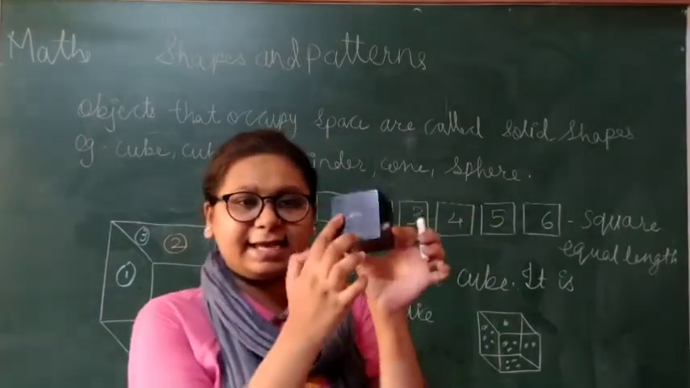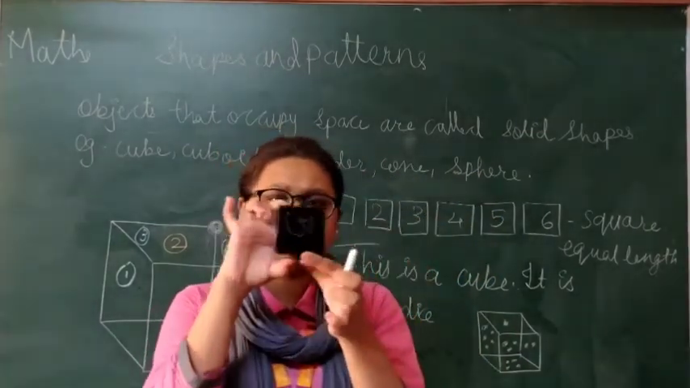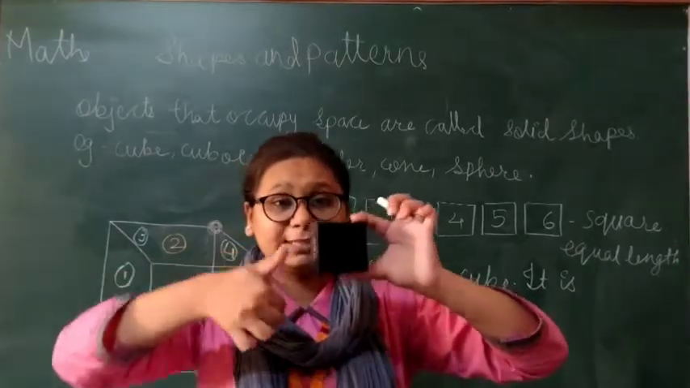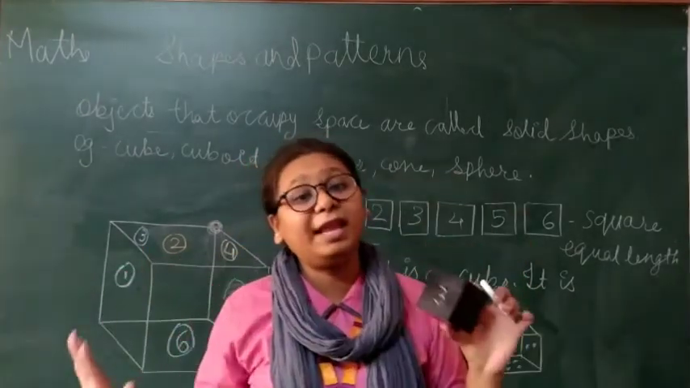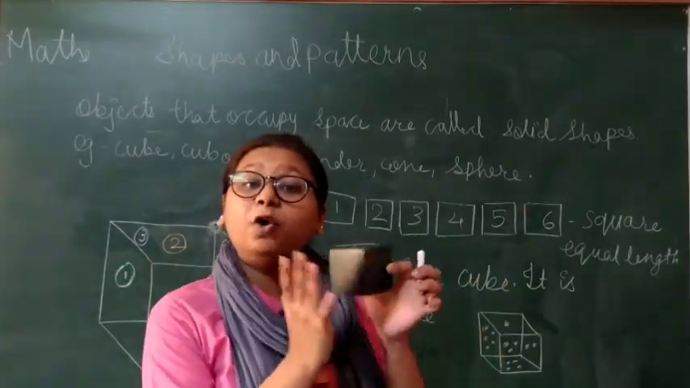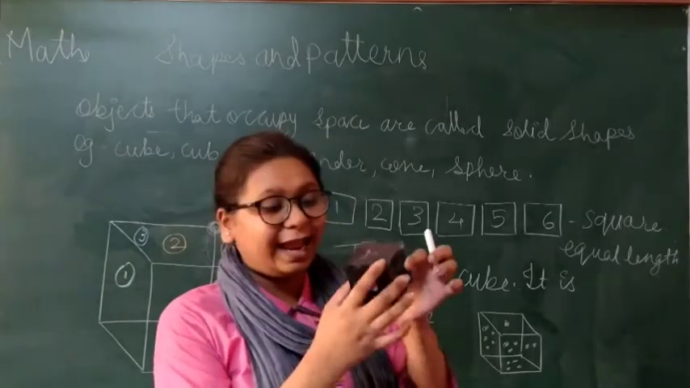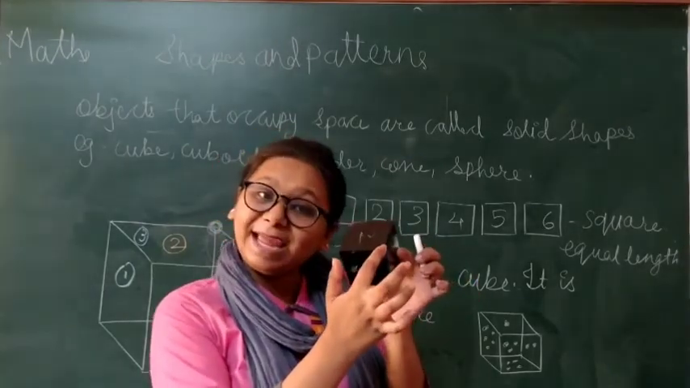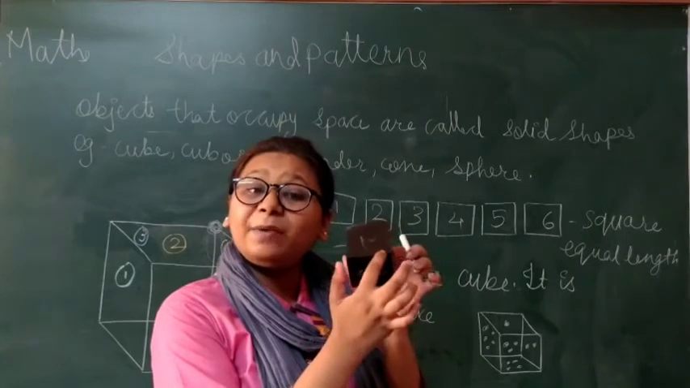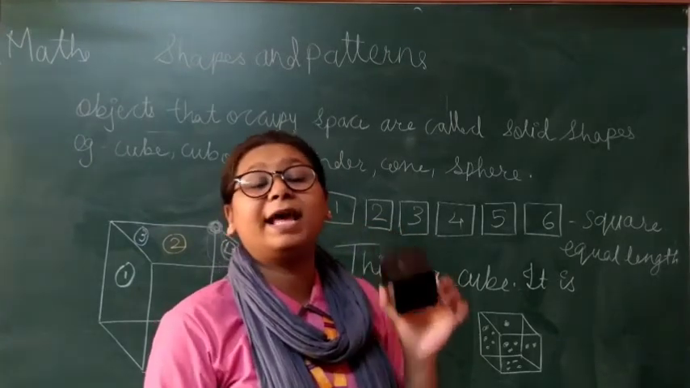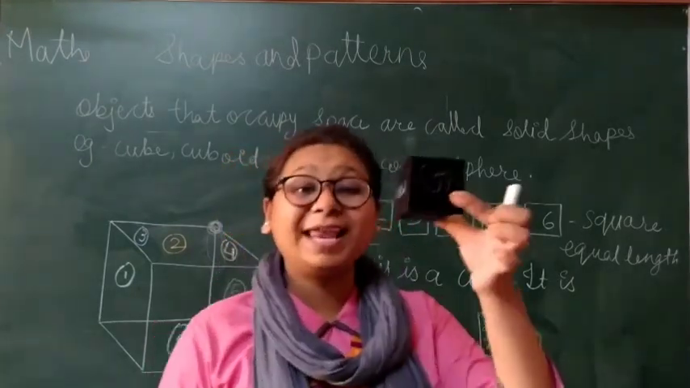See, you can see this and this. All the faces are of equal length. The side where two faces meet is called an edge. So students, see, this is an edge. The cube has 12 edges.